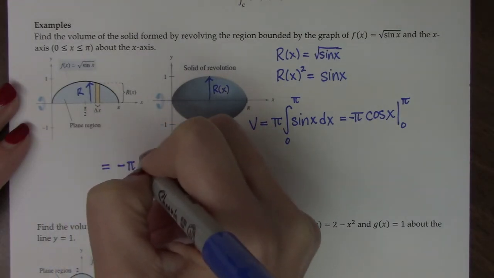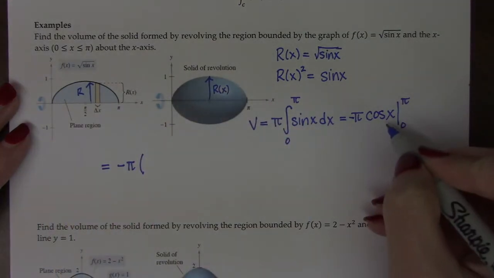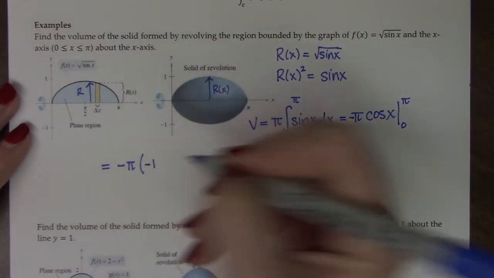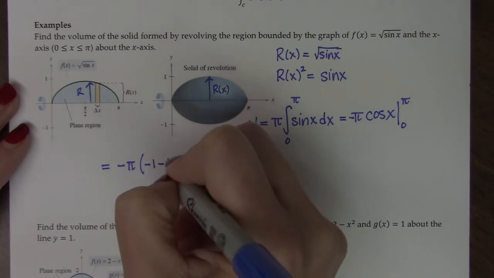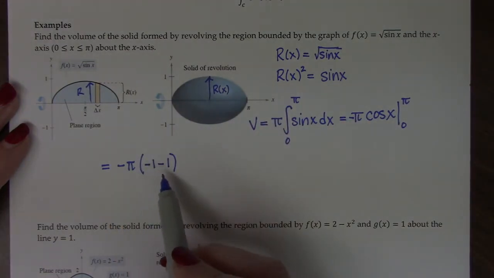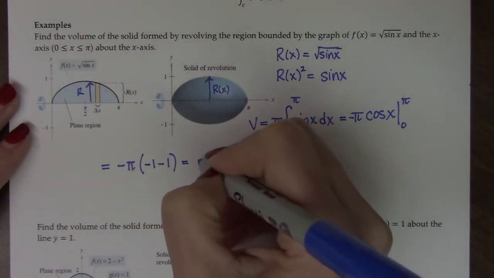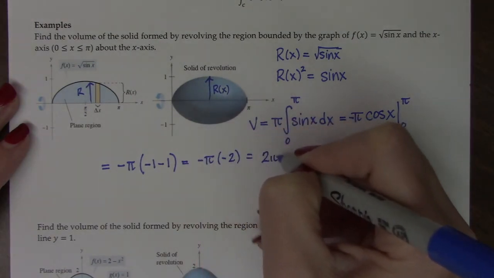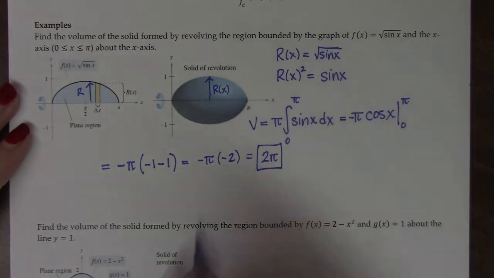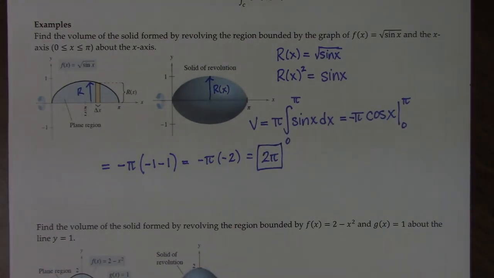So we're going to have negative pi times cosine of pi, and cosine of pi is negative 1, minus cosine of 0, which is positive 1. So we'll have negative 1 minus 1. And so we're going to get negative pi times negative 2, which works out to be positive 2 pi. So that is the volume of that region.